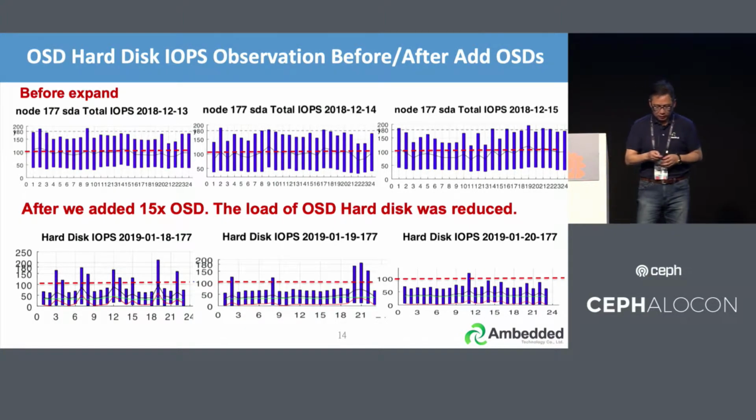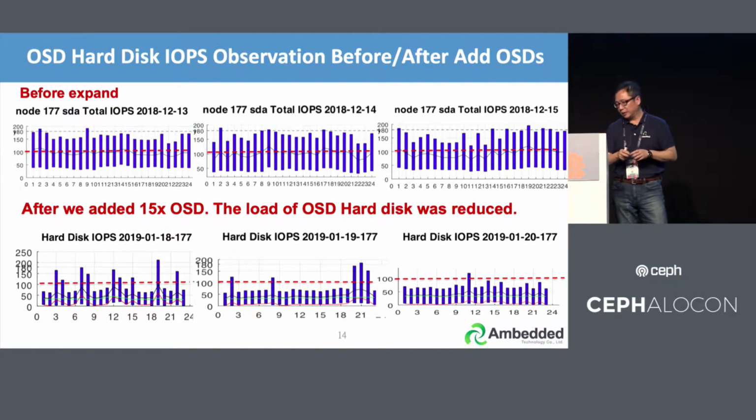Now we can see this is before the expansion. The OSD average is about 100. And after we add another 15, you can see the black line is the average, so it always stays under 50 for those VMs. Because this is one of the solutions to expand.